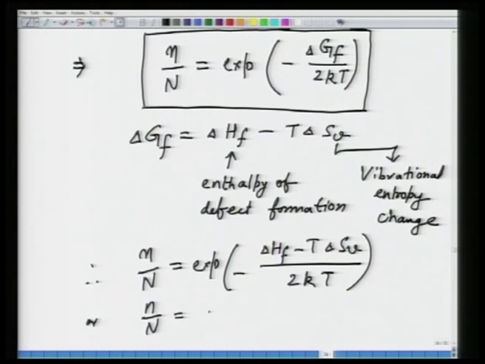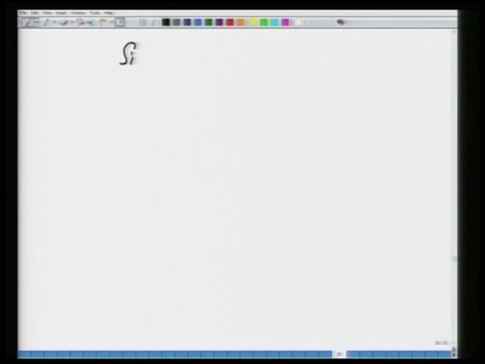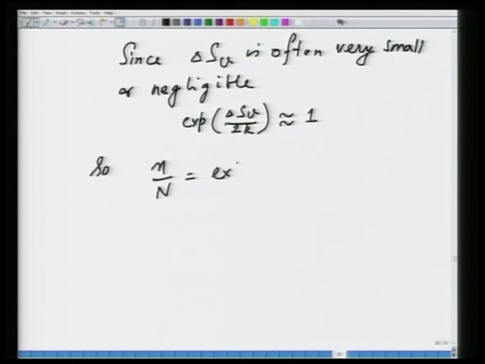equal to exponential of delta S v by 2 k multiplied by exponential of minus delta H f by 2 k T. Now, in most cases this entropy change is very small. So, this term is often neglected, since delta S v is often very small or negligible, so exponential of delta S v divided by 2 k is almost equal to 1. So, n by N is equal to exponential of minus delta H f by 2 k T.